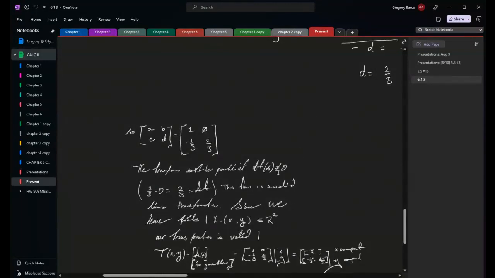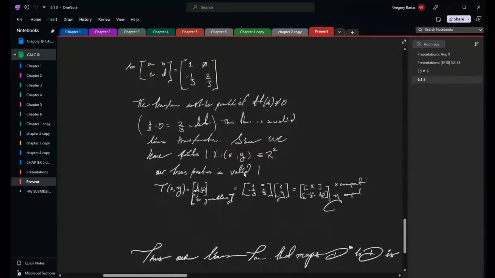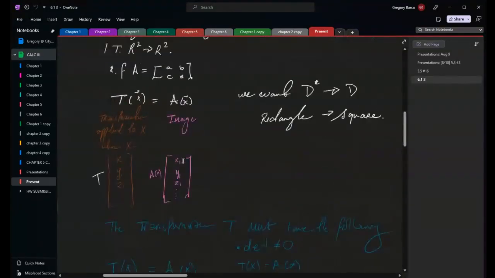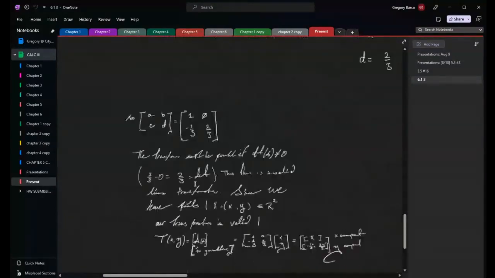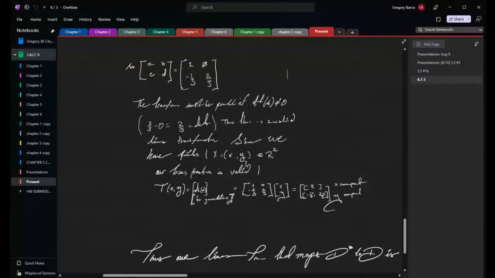And we know that the determinant of A, which is this matrix here, must not be equal to 0. So we find the determinant is 2/3, and so this is a valid linear transformation. And since we have points x equals x comma y, where x is this vector here, if we go back up, we can see that all those would be in R2. And so our transformation is valid.